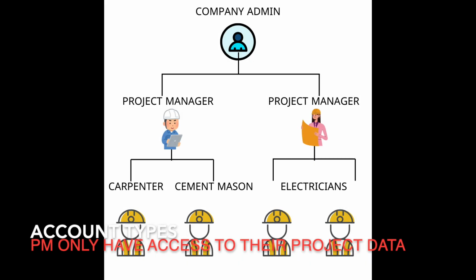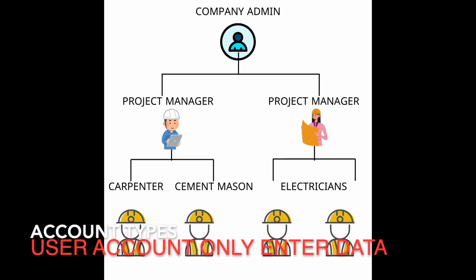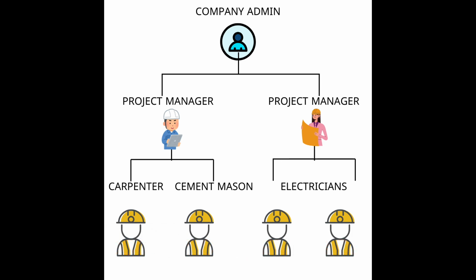Here's a typical org chart. Usually the project managers will approve the workers, like carpenters, electricians, and then the company admin will set the rates.